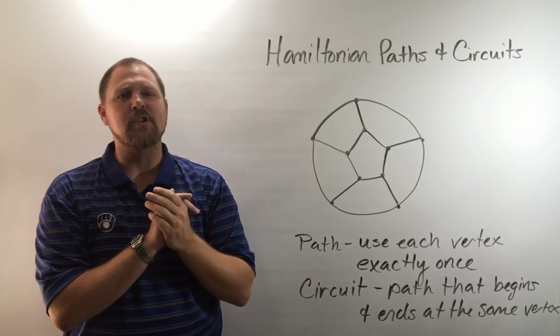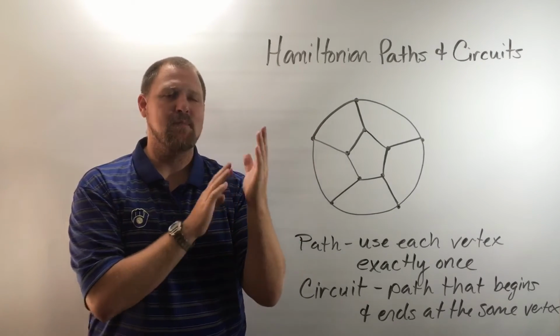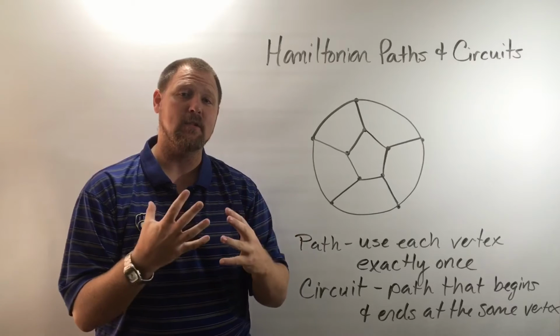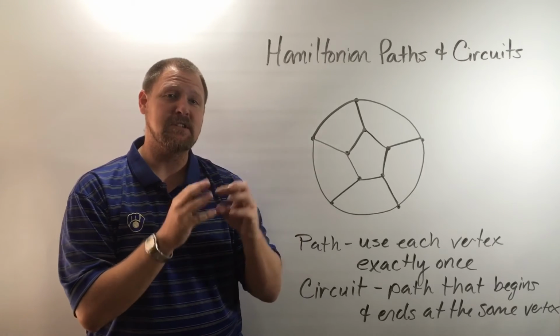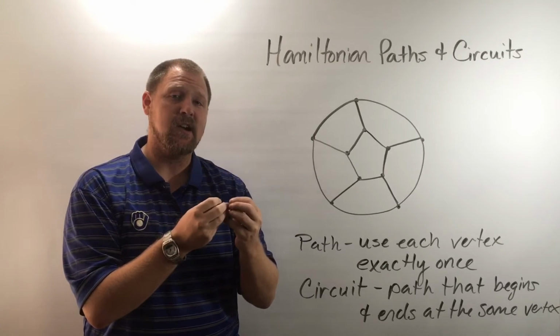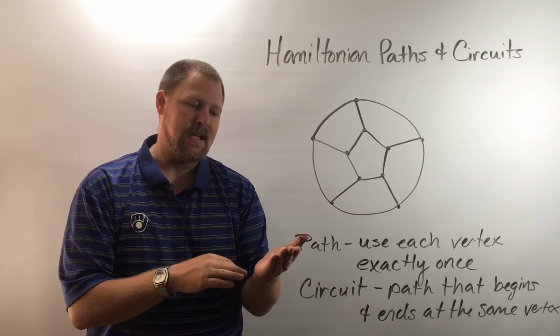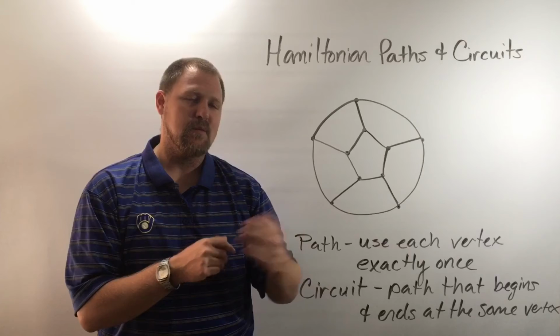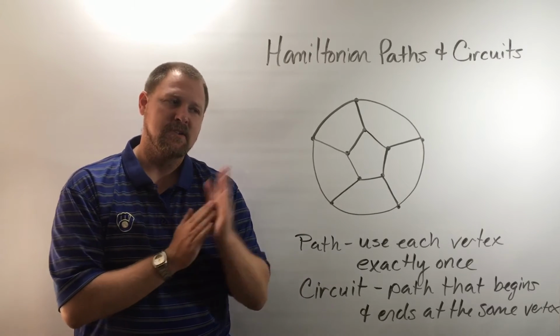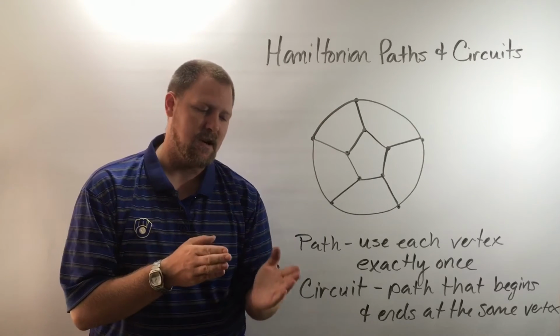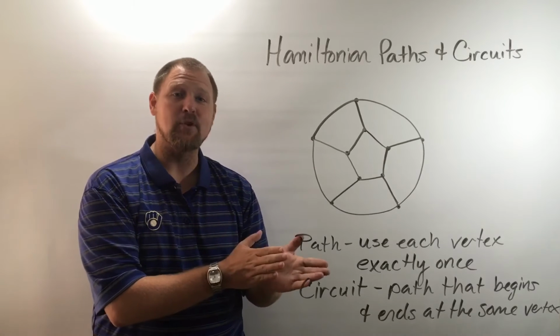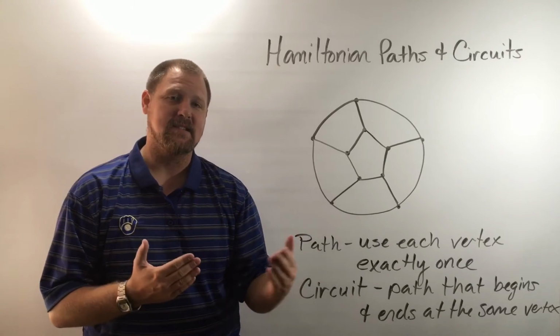Now we're dealing with Hamiltonian circuits. Hamiltonian paths and circuits are a lot like Euler circuits, except we're using a different piece of the graph that we have to get to exactly once. A Hamiltonian path uses each vertex exactly once. A Hamiltonian circuit is a Hamiltonian path that begins and ends at the same vertex.